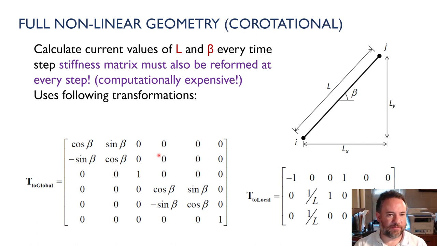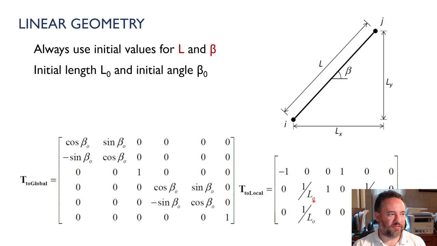Okay, pretty straightforward. If I was doing a linear analysis, then I would be only using the initial value of beta and the initial value of L at the beginning of the analysis, and I would keep using that at every time step and I would never change them. So I would save on each step the process of calculating a new beta, a new L, and assembling these new matrices. So if I have a linear geometry, I'm going to start with L0 and beta 0. Those are the angle and the length at the beginning of the process, and I'm just going to use them for every single time step, and I'm never going to consider changing them.